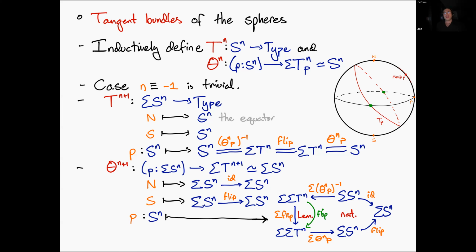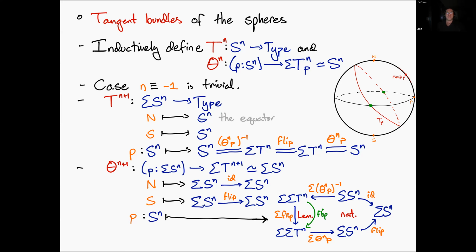So we're going to inductively define the tangent bundles of the spheres, and we're going to mutually inductively define it with this change of coordinates theta. The case of n equals -1 is trivial. We're mapping out of an empty type, so that doesn't matter. All the juice is happening in this inductive step. So let's look at that.